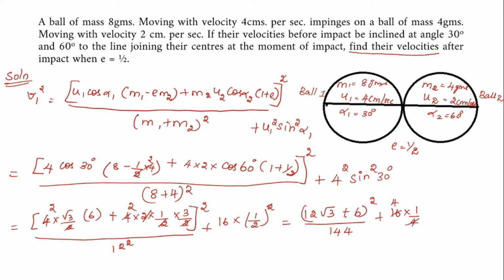Or else we can directly substitute the value of root 3. We know root 3 is equal to 1.732. So you can substitute the value. It will be 12 into 1.732 plus 6, the whole square, divided by 144, plus 1. Finally, it will be 8.982.